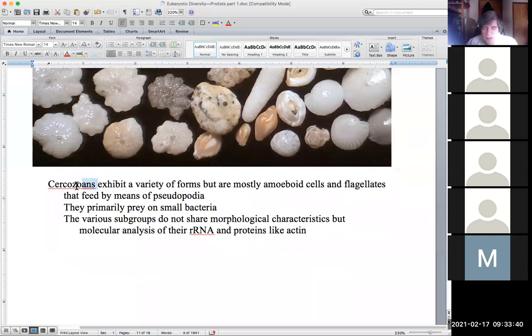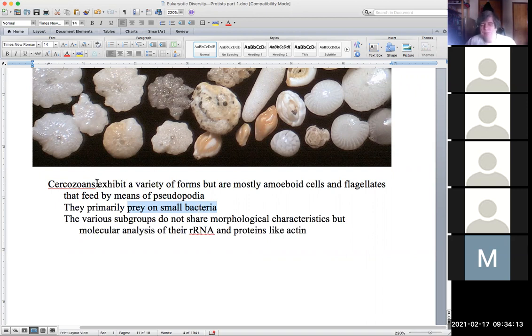Another group of rhizarians is the cercozoans. Most of the cercozoans are either amoeboid cells or flagellates, and again, they tend to feed by their pseudopodia. They're so small, again, they're single-celled. They're predators, but what they prey on, what they eat, is bacteria cells. And they don't even really eat big bacteria cells. They tend to eat small bacteria cells.